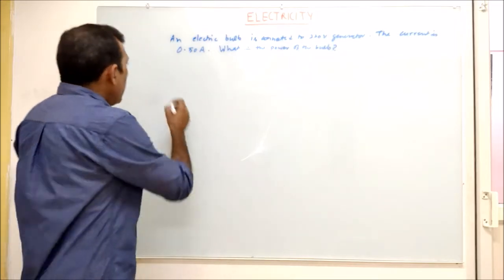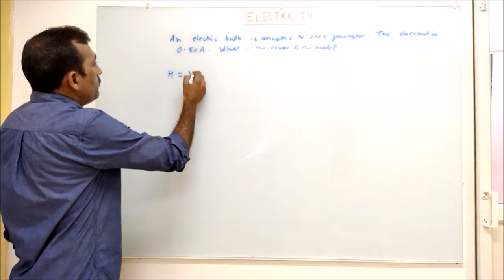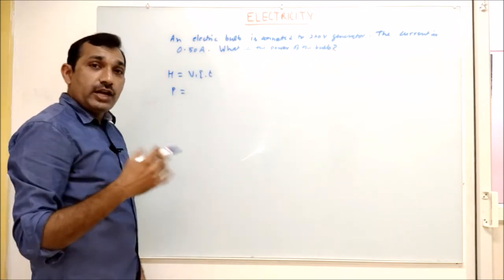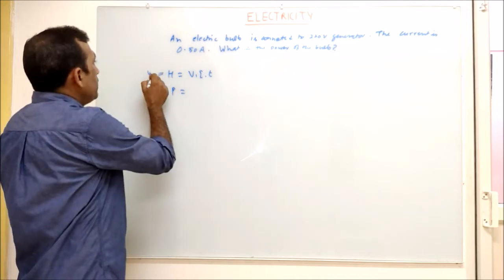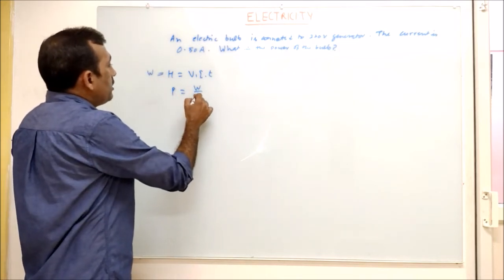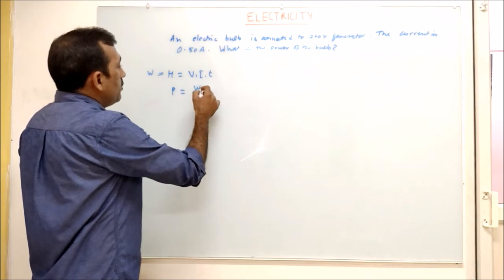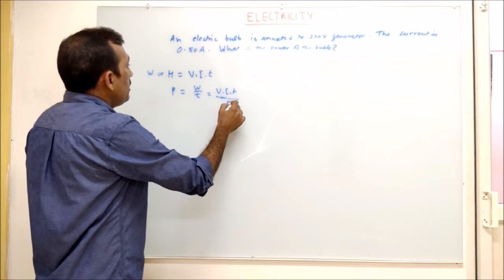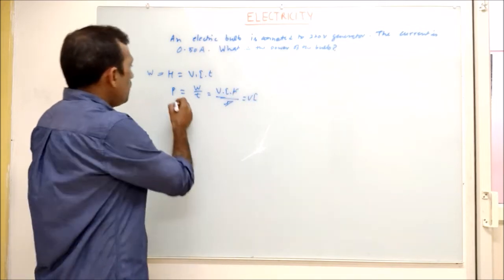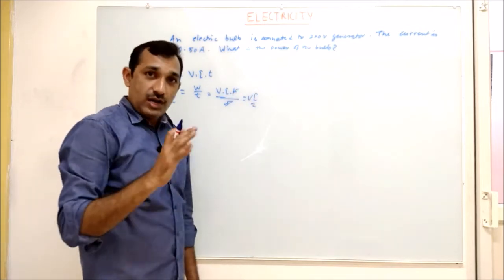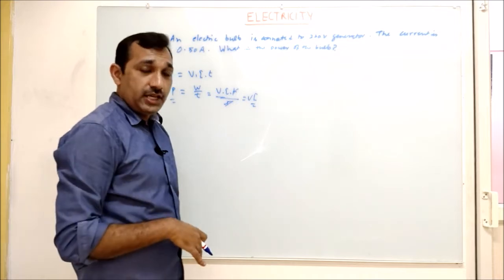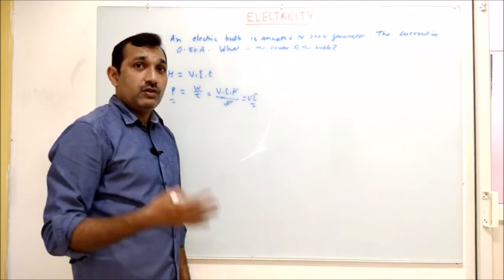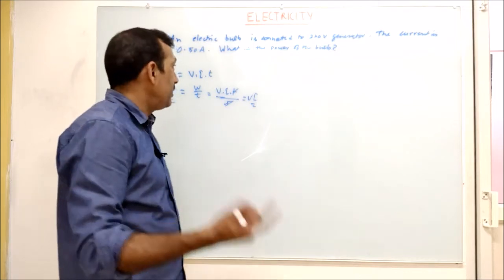So see, we know the energy given was H equal to V into I into T, and what is power? Power is the rate of work done, and this was equal to work, so W by T, or H by T. Here it will be VIT divided by T, equal to VI. So power equal to VI. Always remember, if you have energy divided by T, you will get the power. Power is nothing but the rate of work done. In 1 second, how much work we have done, right?